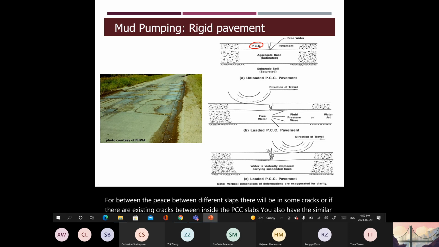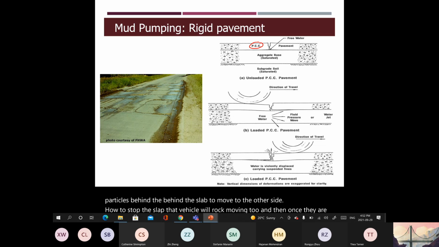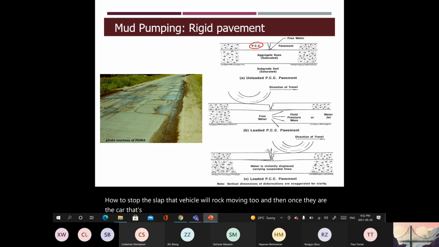And once there's a vehicle moving from one slab to another one, they will actually push the free water behind the slab, or some fine particles behind the slab, to move to the other side of the slab that the vehicle will move into. And then once the tire reaches the next slab, it will actually push the water back.